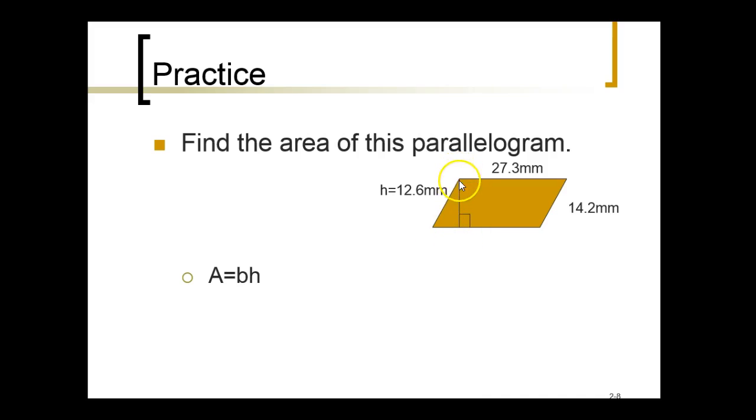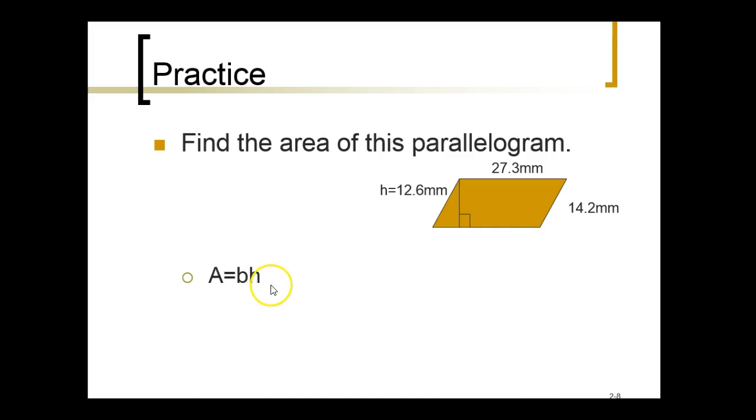So the height is described as 12.6 millimeters. It is perpendicular to this base. Alright, so if this is the height, then the base is the side that is perpendicular to it, which is here, which also has the same length as the other side that's parallel to it, which is 27.3. So this is the length of base we want to use. This would be the length of this slanted side, which is not necessary for this problem.